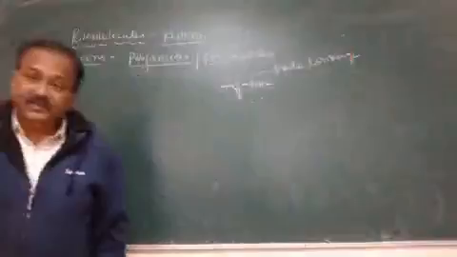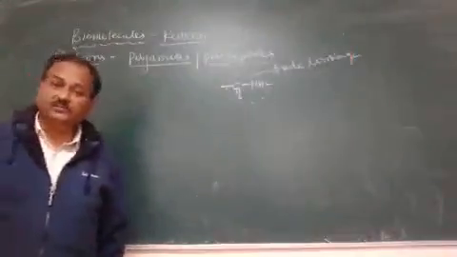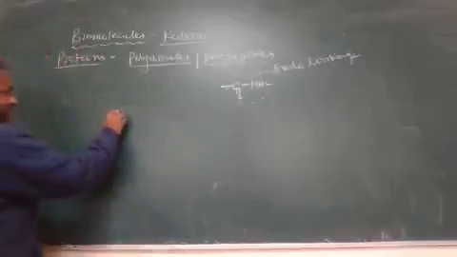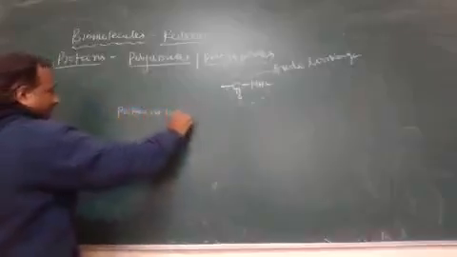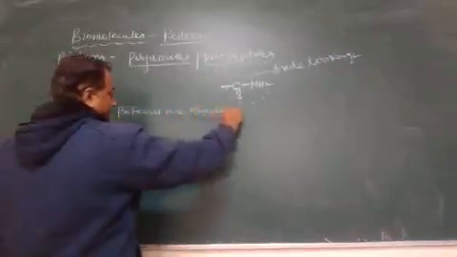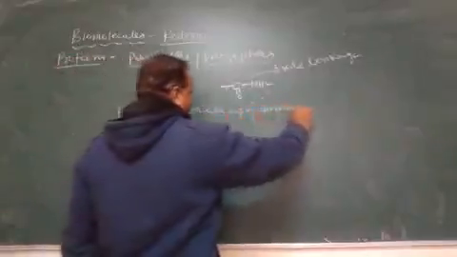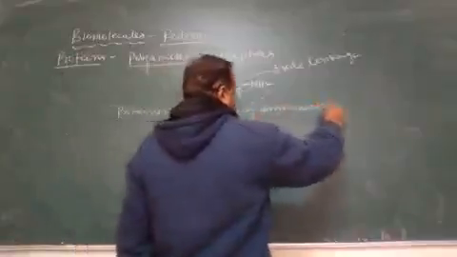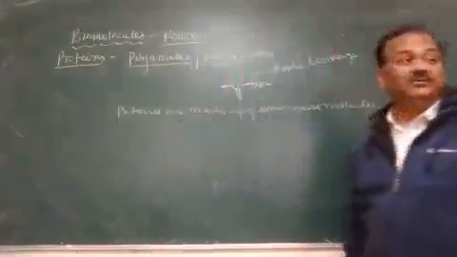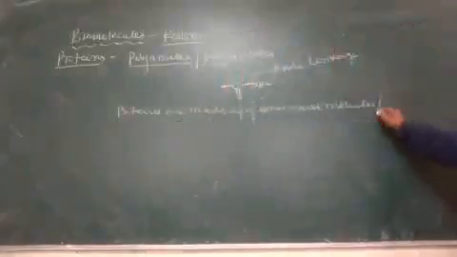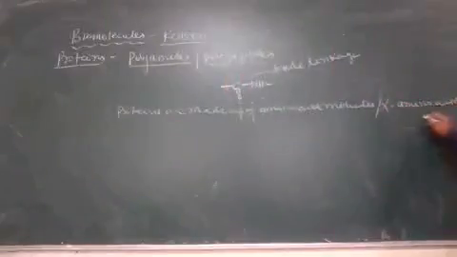Now, proteins are made up of basic components. Protein is also a polymer and is made up of amino acid molecules, or simply we call them alpha amino acids.